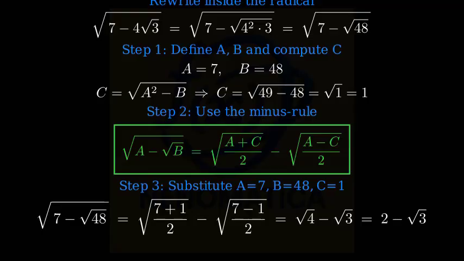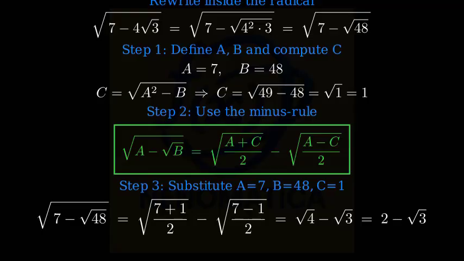Step 2. Use the rule for the square root of a minus the square root of b inside one radical. The rule says the square root of a minus the square root of b equals the square root of open parenthesis a plus c over 2 close parenthesis minus the square root of open parenthesis a minus c over 2 close parenthesis. Step 3. Substitute the values and simplify to 2 minus the square root of 3. Final answers.